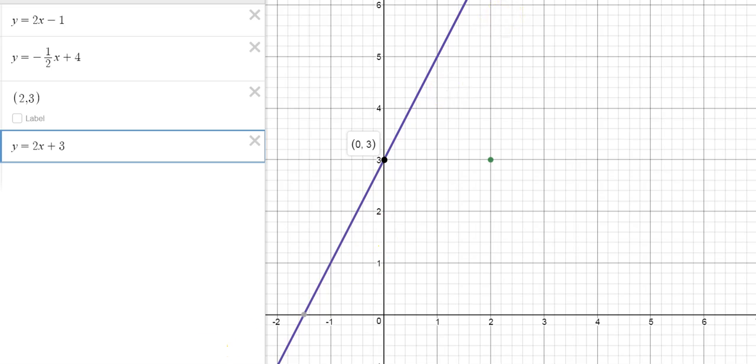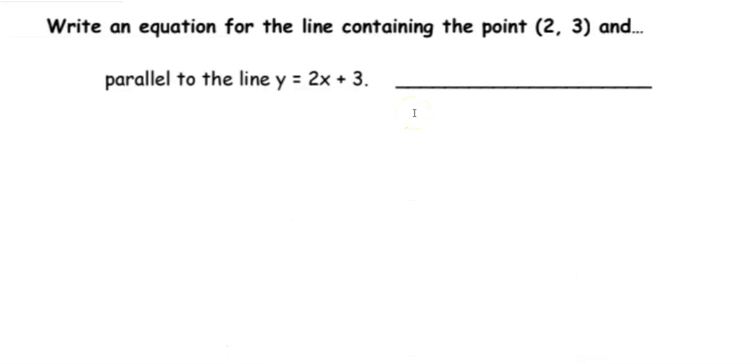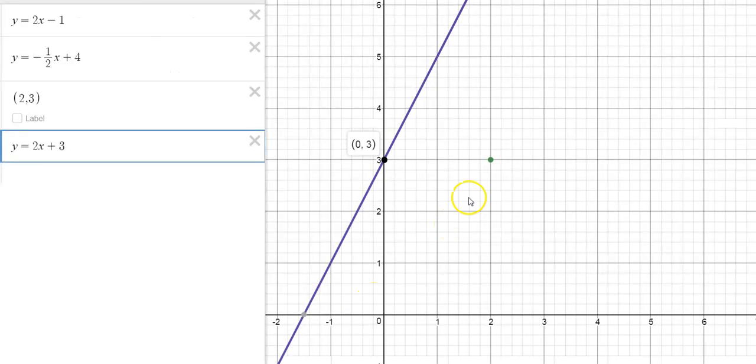Now, if we look at what the problem's asking us, it's saying to write an equation for the line that contains the point (2, 3), and we want it to be parallel to the line y equals 2x plus 3. So if we look back at Desmos here, this is the point (2, 3), this green point here. We want a line that's going to be parallel to that purple line and also go through that point there. It's got to be increasing by the same slope. It's got to go up by the same rate. If I just take a quick peek at it, see how those are increasing at the same rate, the same slope? So that's going to be my equation.